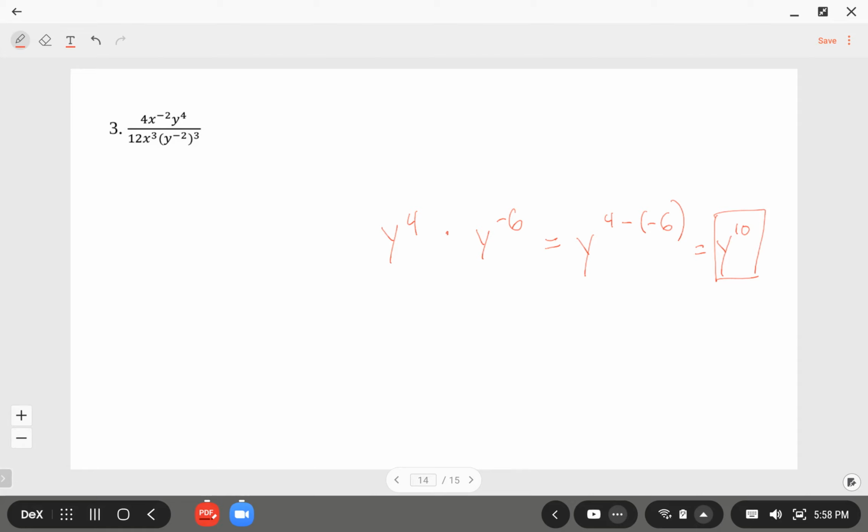4x times 12x. Yes, that is 48x. And then some exponent. We are dividing here. It's going to be 1/3. And then x, -5. Okay? So I think I found your mistake.